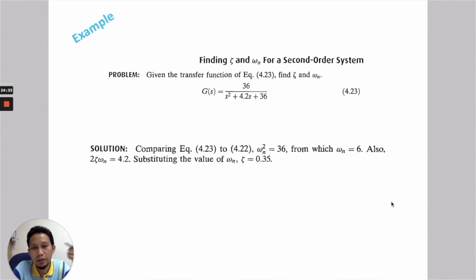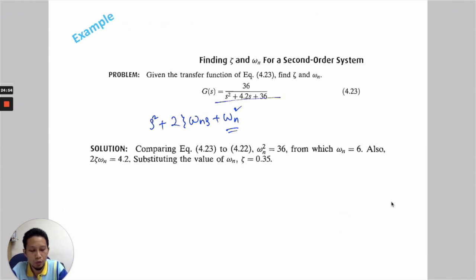Basically, what we can do is compare to this prototype of the second order system, where we have s squared plus 2 zeta omega n s plus omega n squared over here. So we compare omega n squared with the characteristic equation here. We have omega n squared equals 36, so we have omega n equals 6.